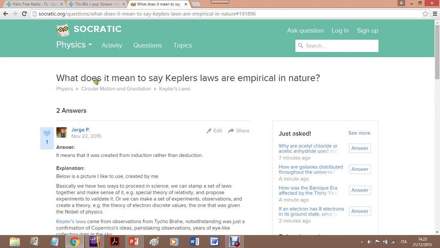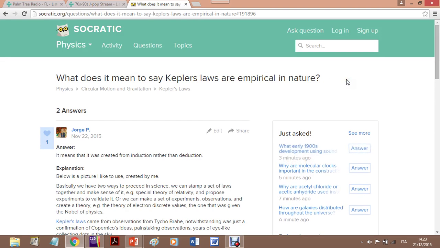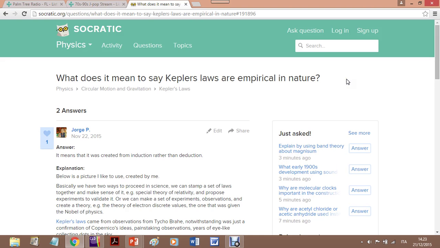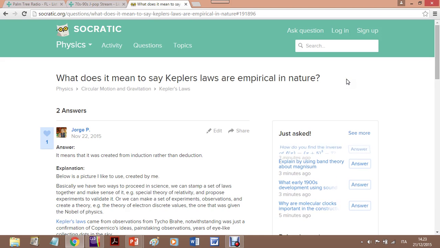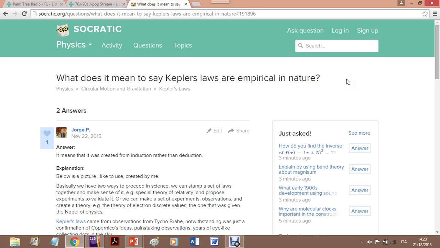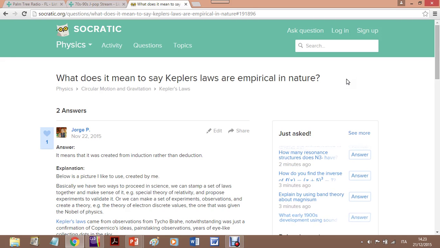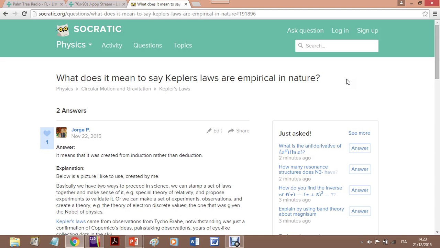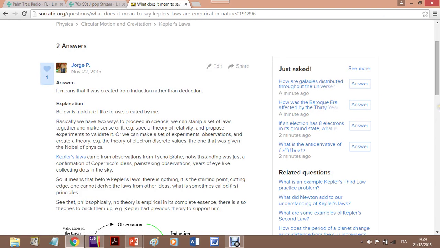Someone asked, what is the meaning of saying that Kepler's laws are empirical in nature? Kepler designed three laws. Johannes Kepler was a very famous scientist who, together with Tycho Brahe, was able to lay down the planetary laws that are still used a lot today. Why do I put this question here? The point is that you can say biology is empirical. So the true question is why biology is an empirical science, the same way the laws of Kepler are empirical. That's why I'm bringing up this question.